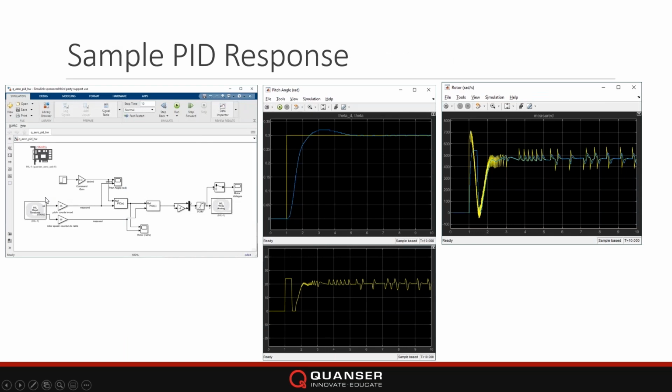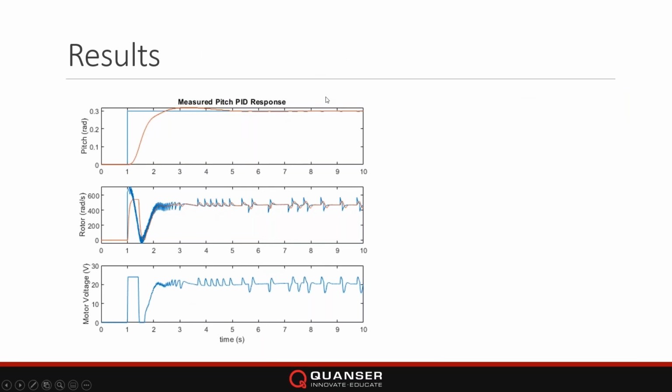So here's basically a snapshot of those responses. So you can see the pitch angle, the rotor. So note that for the rotor, the yellow is your command and the blue is your measured, right? So you can see here, this is different than the simulation. The rotor is definitely different, and the voltage here. So the voltage is being saturated a bit. Again, we're logging all this data and plotting it in a MATLAB figure.